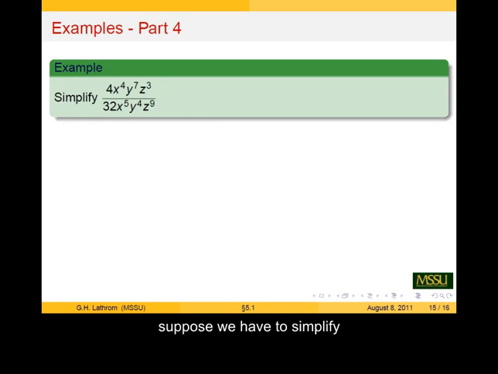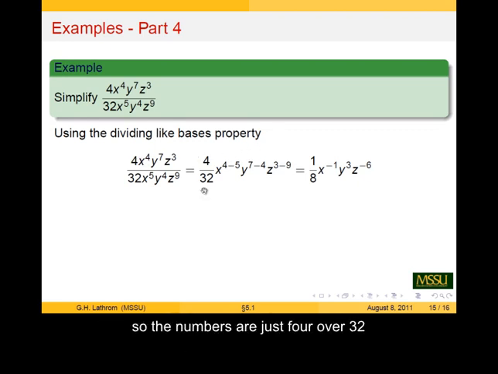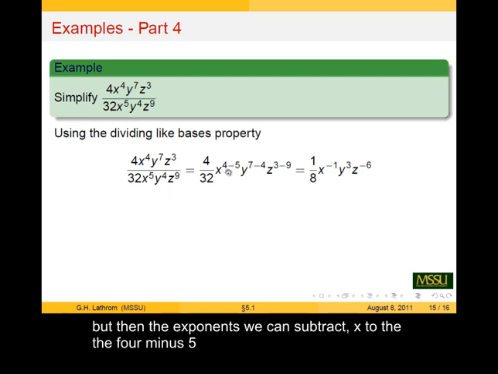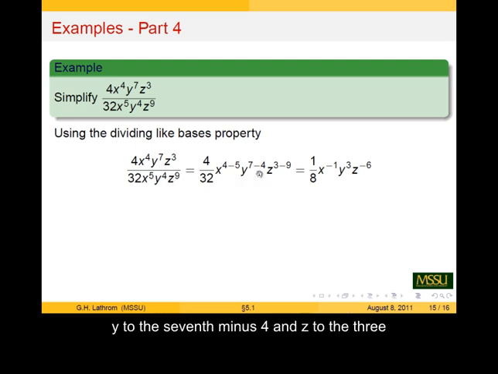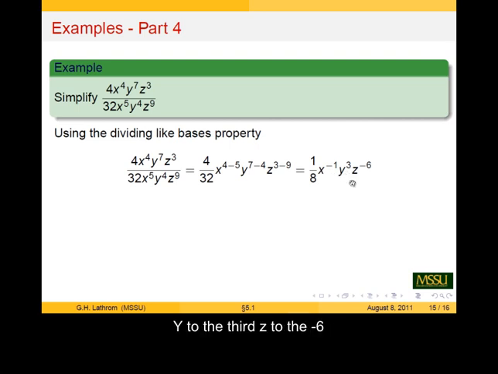Suppose we have to simplify 4x to the 4th, y to the 7th, z to the 3rd divided by 32x to the 5th, y to the 4th, z to the 9th. The first thing we can do is use the dividing like bases property. So the numbers just stay as 4 over 32, but then the exponents we can subtract. X to the 4 minus 5, y to the 7 minus 4, and z to the 3 minus 9, which, simplifying the numbers, canceling a 4 numerator denominator, we have 1/8 times x to the negative 1, y to the third, z to the negative 6.